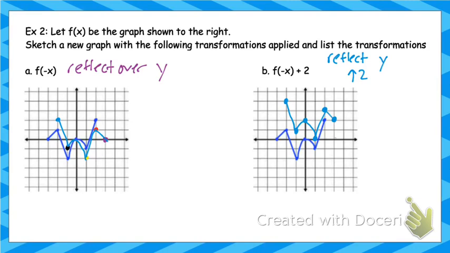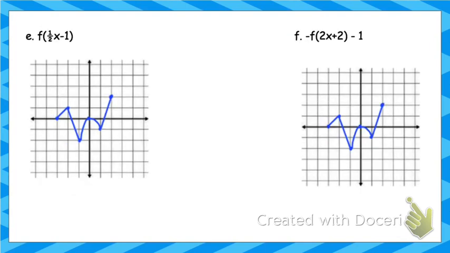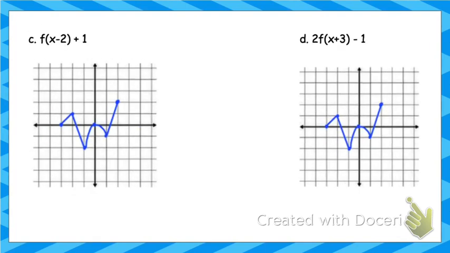All right, so now let's try a few more. All right, on C, that has both a horizontal and vertical change. This graph is going to go to the right 2 and up 1. So I take each of those points. So starting here, right 2, up 1. There's my new point.